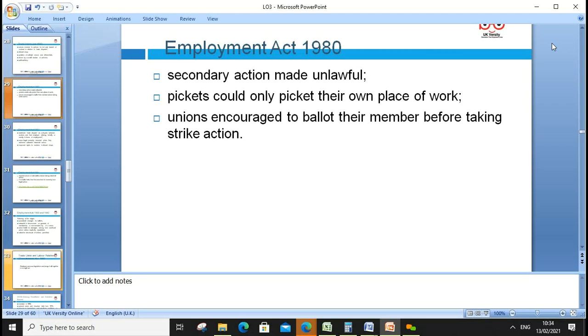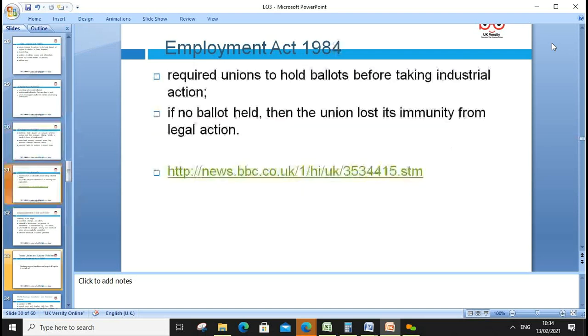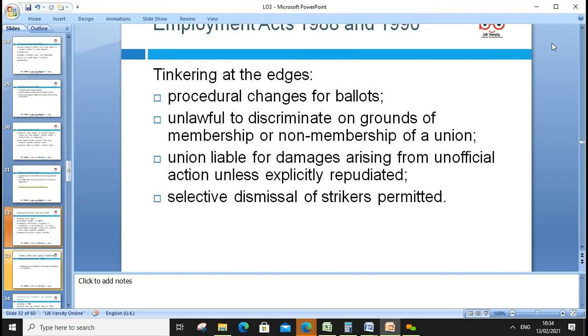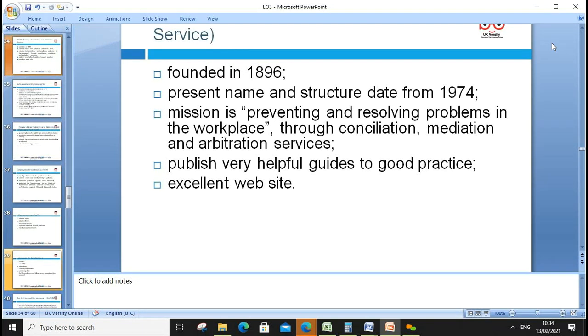That has been changed. That was the pre-1980 situation. With the Employment Act, secondary actions were made unlawful. Pickets could only picket their own place of work. Unions were encouraged to ballot their members before taking strike action. Then the Employment Act redefined a trade dispute as a dispute between workers and their employers. The employer needs to make sure to resolve these according to the laws. Then unions were required to hold a ballot before taking industrial action. Unlawful discrimination on the grounds of union membership was also addressed, so the union can go against them.